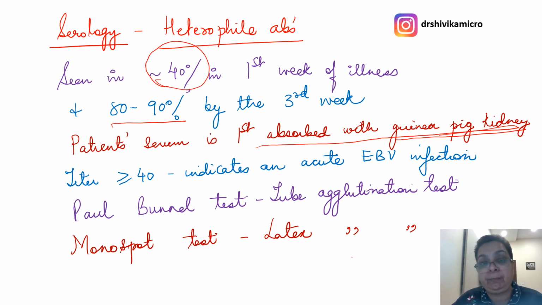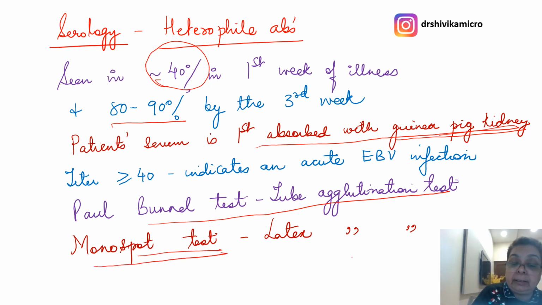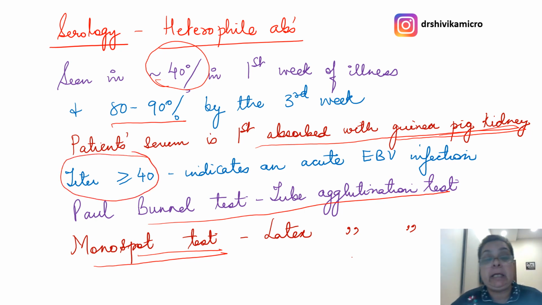They will remove the non-specific heterophile antibodies, and then we test it by the Paul-Bunnell test or the monospot test. Okay, what is the Paul-Bunnell test? It is the tube agglutination test in which we are detecting antibodies against sheep RBCs. More specific than the Paul-Bunnell test is the monospot test, which is a latex agglutination test in which we are detecting antibodies against horse RBCs. Okay, and a titer of more than or equal to 40 indicates an acute EBV infection. Okay, so these are heterophile antibodies.